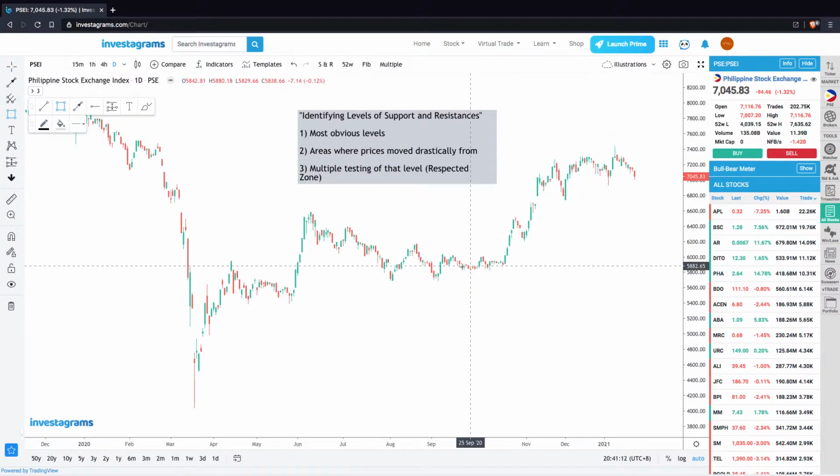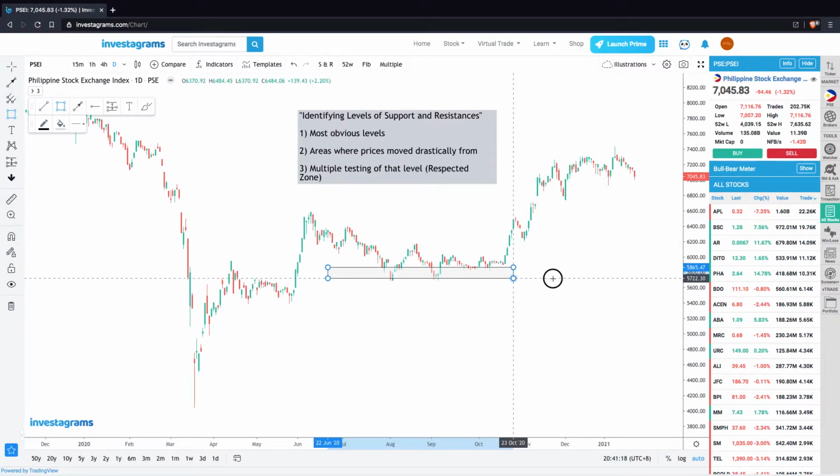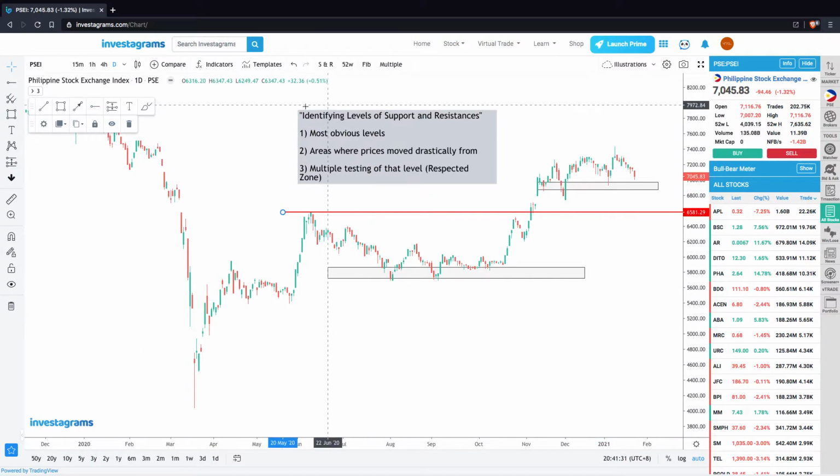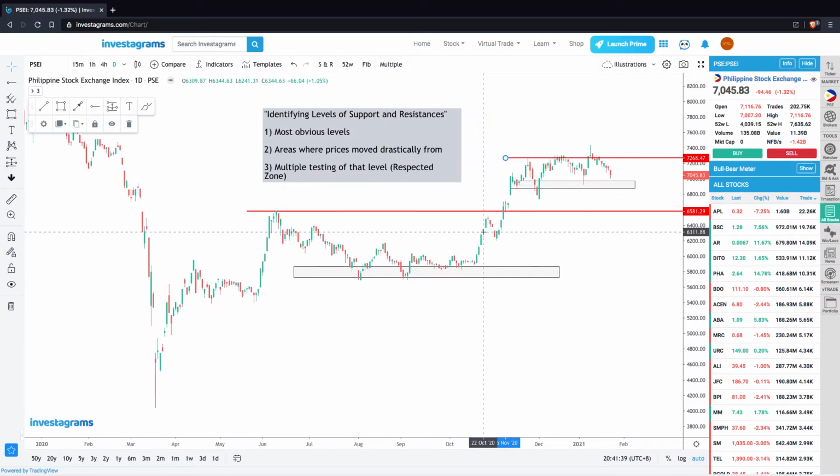That obvious level is definitely going to be levels where you see it just failing to break below, like right here you have these areas that the price is failing to break below. And if you're looking at resistances, you have these levels where prices just couldn't break above, like this one right here. We are here today, and if you see in the past months, yeah, these have been the resistances, and we've had this rally.